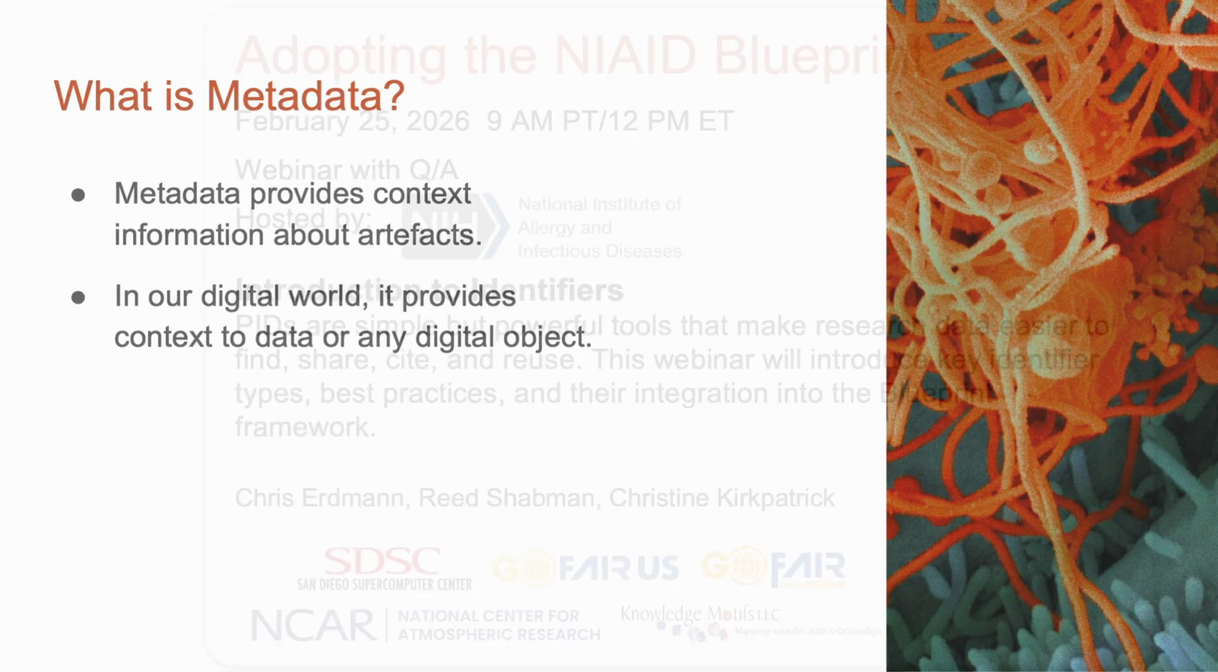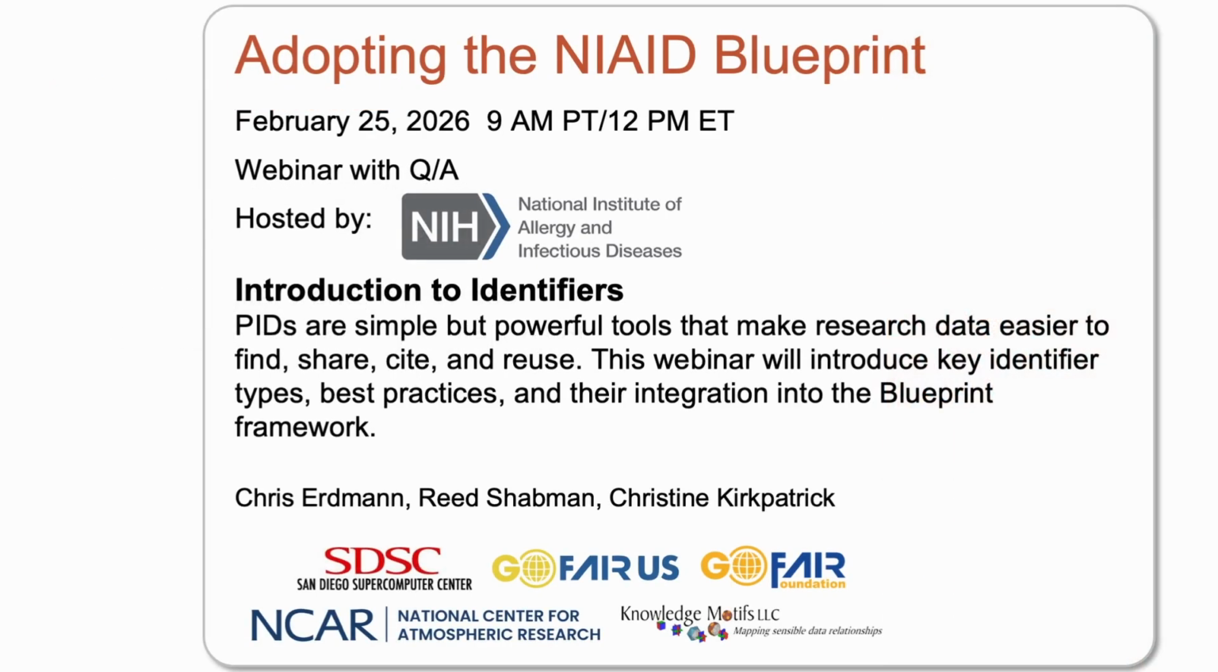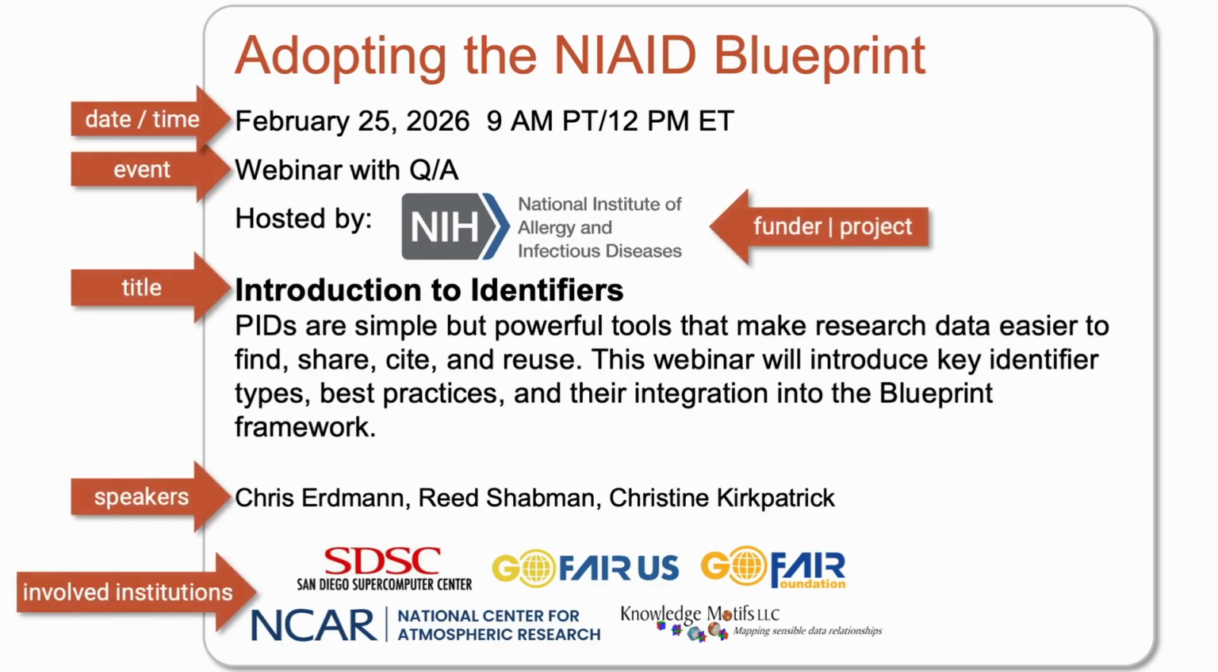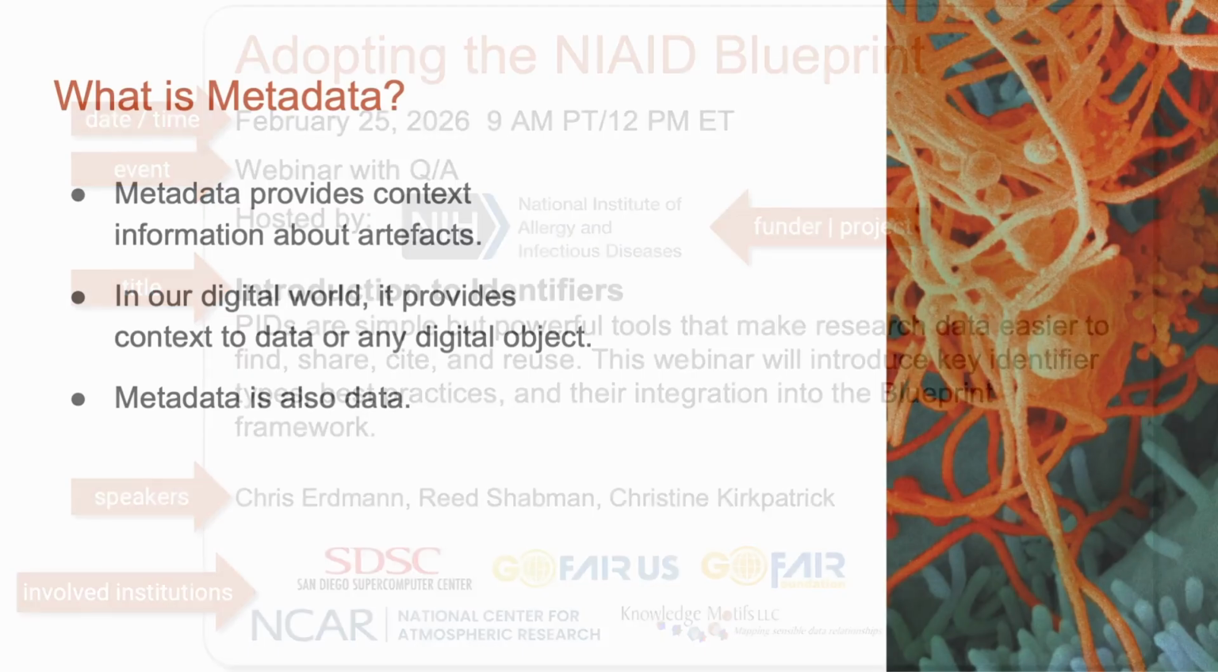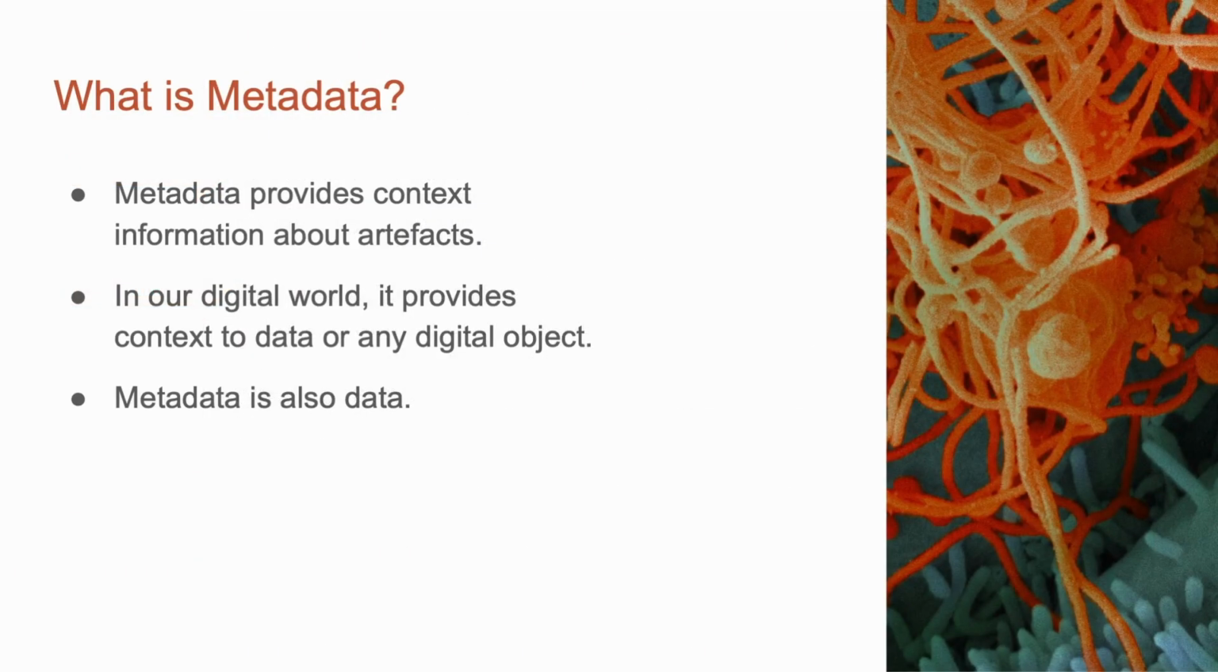A digital object can also represent an event. Take, for example, the NIH webinar on identifiers. Here you see the metadata of that event. The date and time, event type, title, speakers, involved institutions, and the funder. Metadata is also data in itself. It is a specific type of data that is sometimes easy to distinguish from the data it describes and sometimes not.